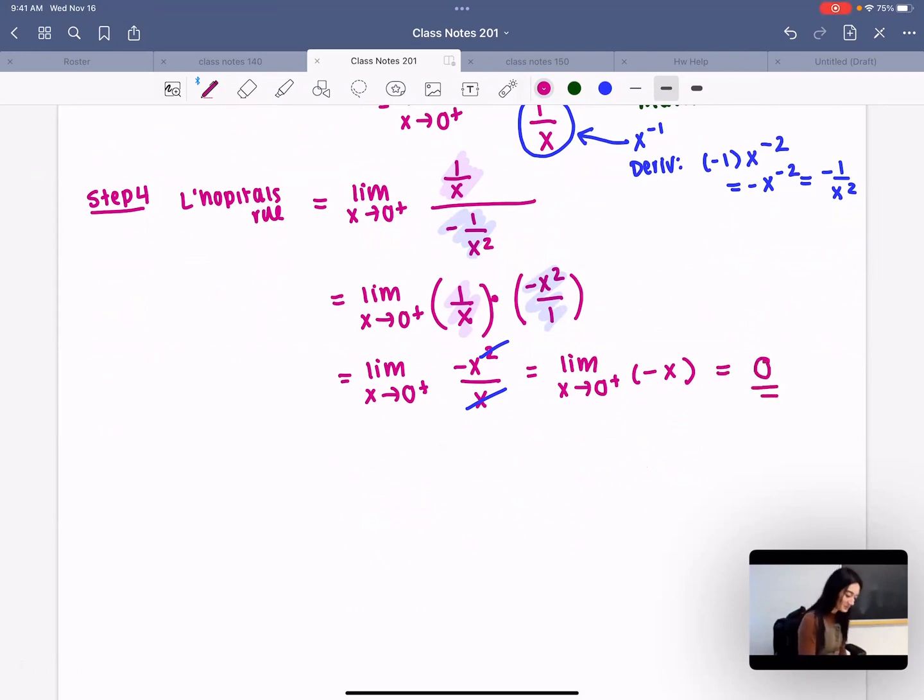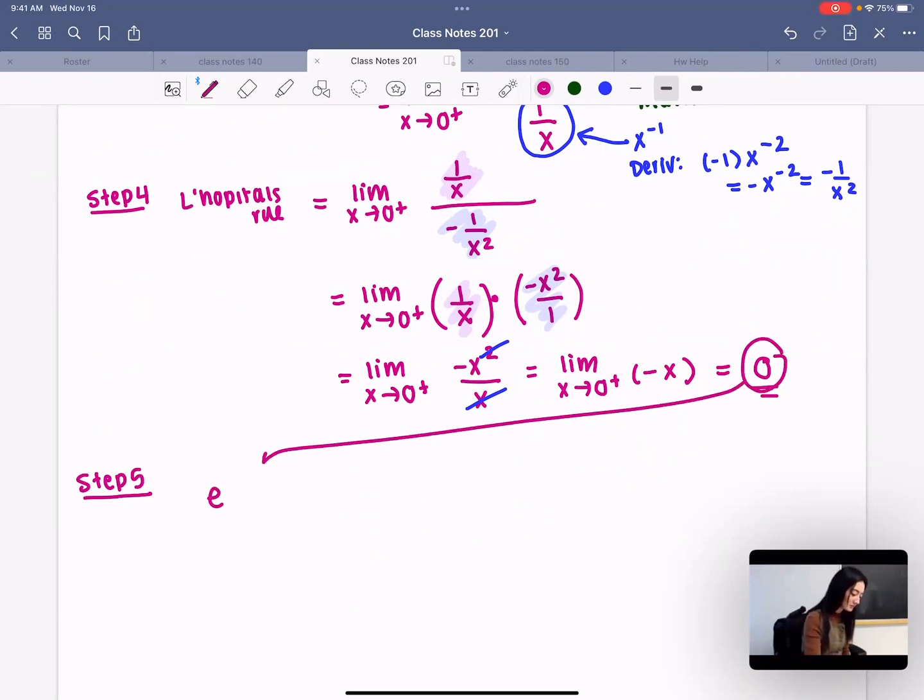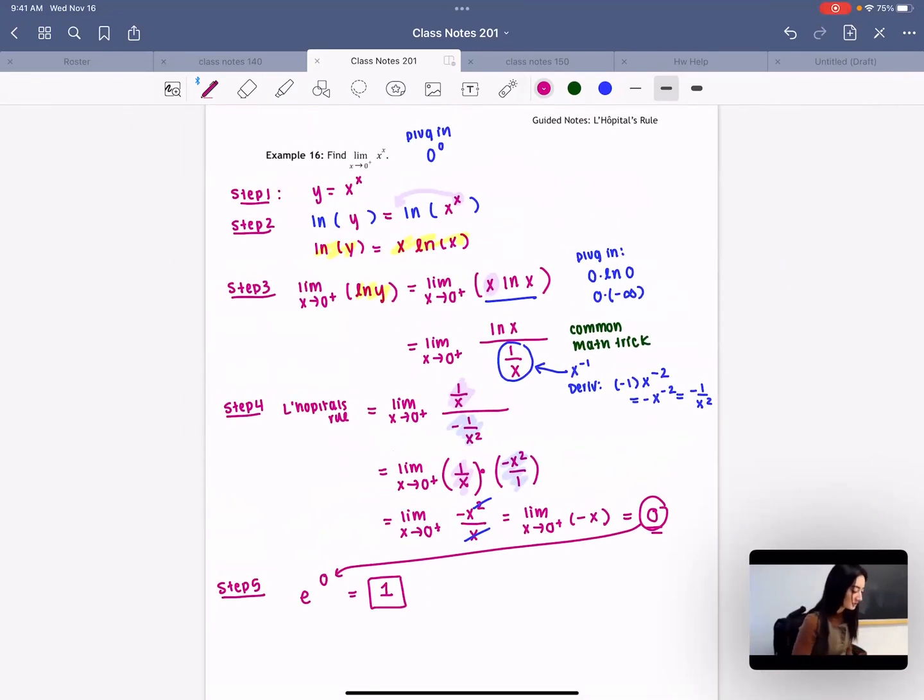Okay. Is 0 my final answer? No, right? We still have step 5 to do, which is essentially saying the limit of ln of y is the limit of e to the ln of y. But really all we have to do is take e and stick what we got from step 4 in the exponent, right? What's e to the 0 power? 1. Good. So our final answer is really 1. All right. Any questions on example number 16?